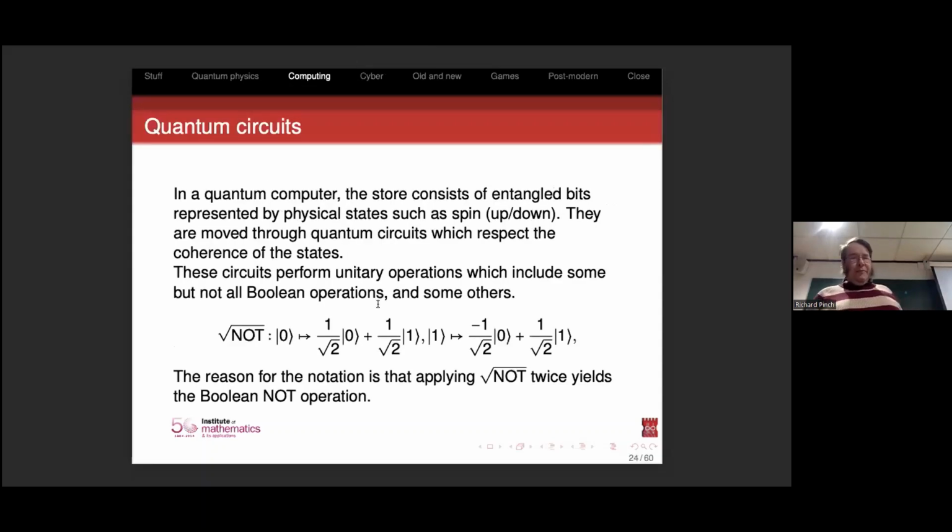In a quantum computer, the store consists of entangled bits, or an ensemble of entangled bits, represented by some physical states like spin. And I'm really not going to say what those physical states are because I don't know either. And they move through quantum circuits which respect the quantum coherence. In other words, they stay in a quantum state. They're not being measured and instantiated as fixed states. They still retain their superposition. And these circuits perform unitary operations on these long vectors.